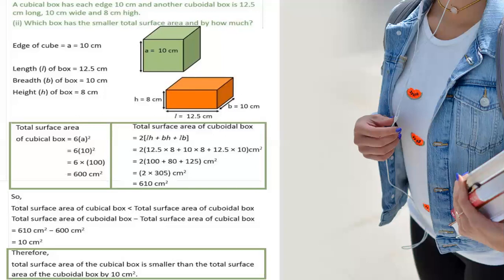So the total surface area of the cuboid box minus the cubical box is 610 centimeters square minus 600 centimeters square, which is 10 centimeters square. Therefore, the total surface area of a cubical box is smaller than the total surface area of a cuboidal box by 10 centimeters square.